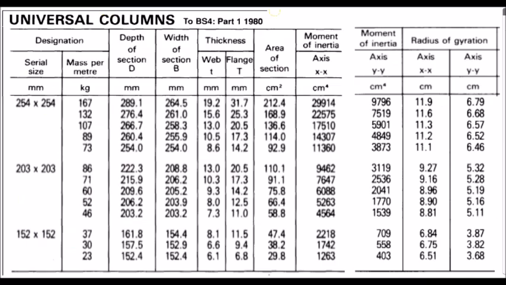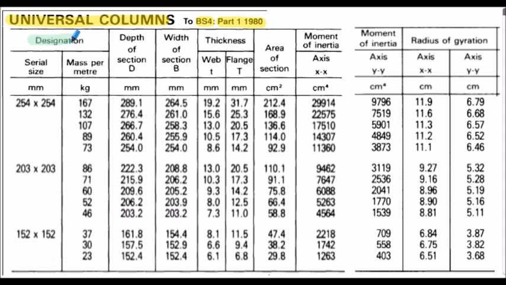So here's the extract from table 3 in our notes related to universal columns. This actually relates to BS4 Part 1 1980, so superseded standard now. So as I said previously, if you're undertaking such analysis within industry, obviously ensure you're using the up-to-date standards. Notice the layout of the British Standard here.